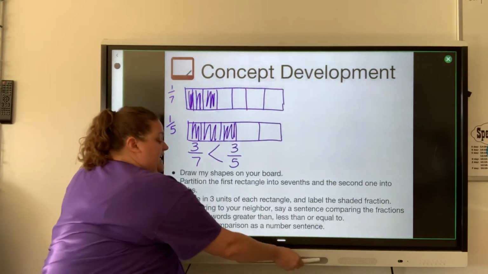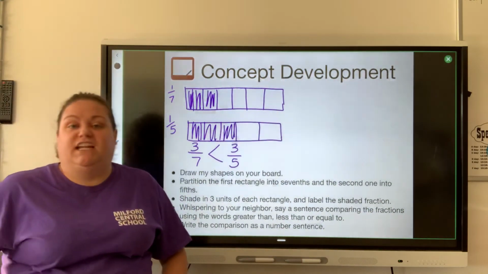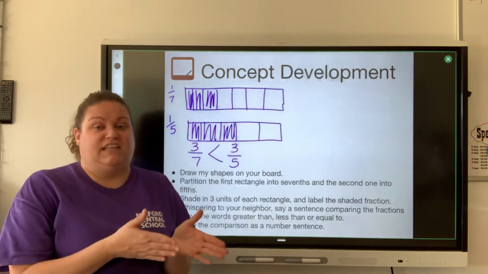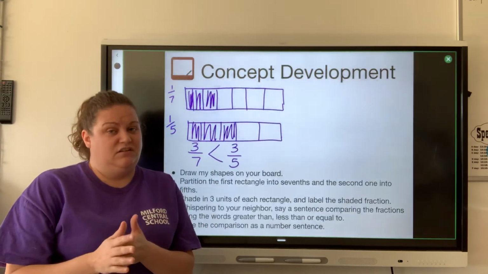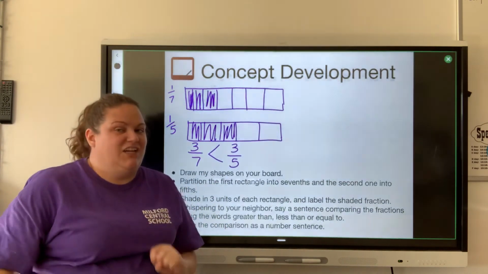So I hope you enjoyed today's lesson. It got a little more complicated as we switch from like denominators to different denominators. But you guys can handle it. I know that.